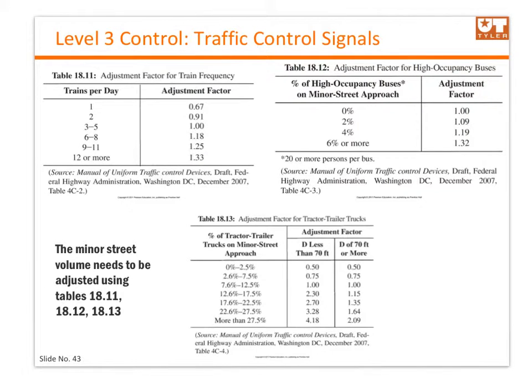The third correction has to do with tractor trailer trucks. The assumption was done for 7.6 to 12.5%. This is the default value for the percentage of tractor trailers. If I have more than this, for example, if I have more than 27.5% of the traffic as tractor trailers, then I have to multiply the volumes of the minor street by the correction factor. Depending on the D, if the D is less than 70 feet, the correction factor is going to be 4.18. If the D is 70 feet or more, then the correction factor is going to be 2.09.